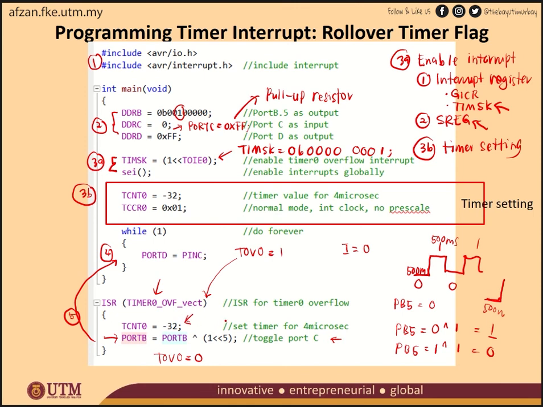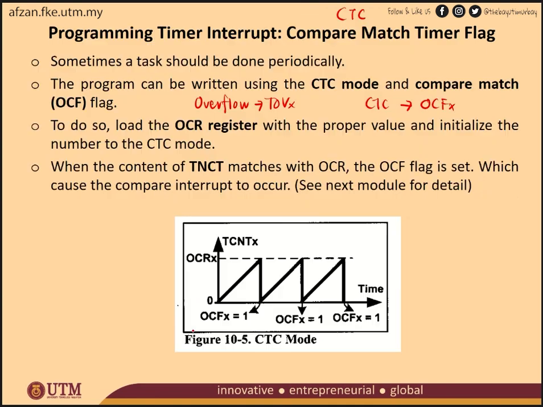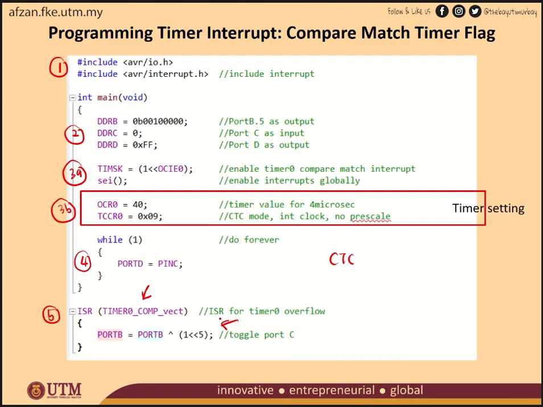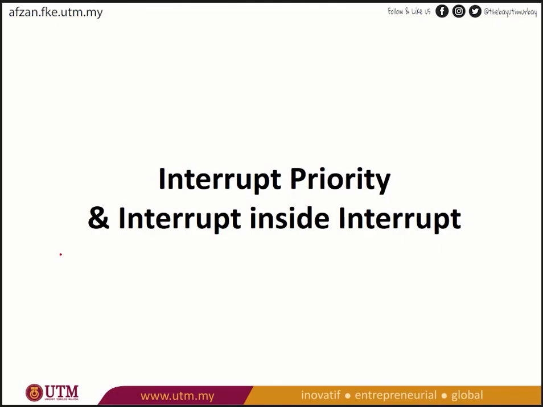That is the difference between CTC and overflow. Overflow can only do a one-time delay; you cannot do it periodically. If you want to do it periodically, you need to initialize your timer overflow again. As compared to that, CTC will automatically be done periodically. So that is for the timer interrupt programming. It is similar to your external hardware interrupt, only you have the 3B here, the timer setting. The rest is the same.